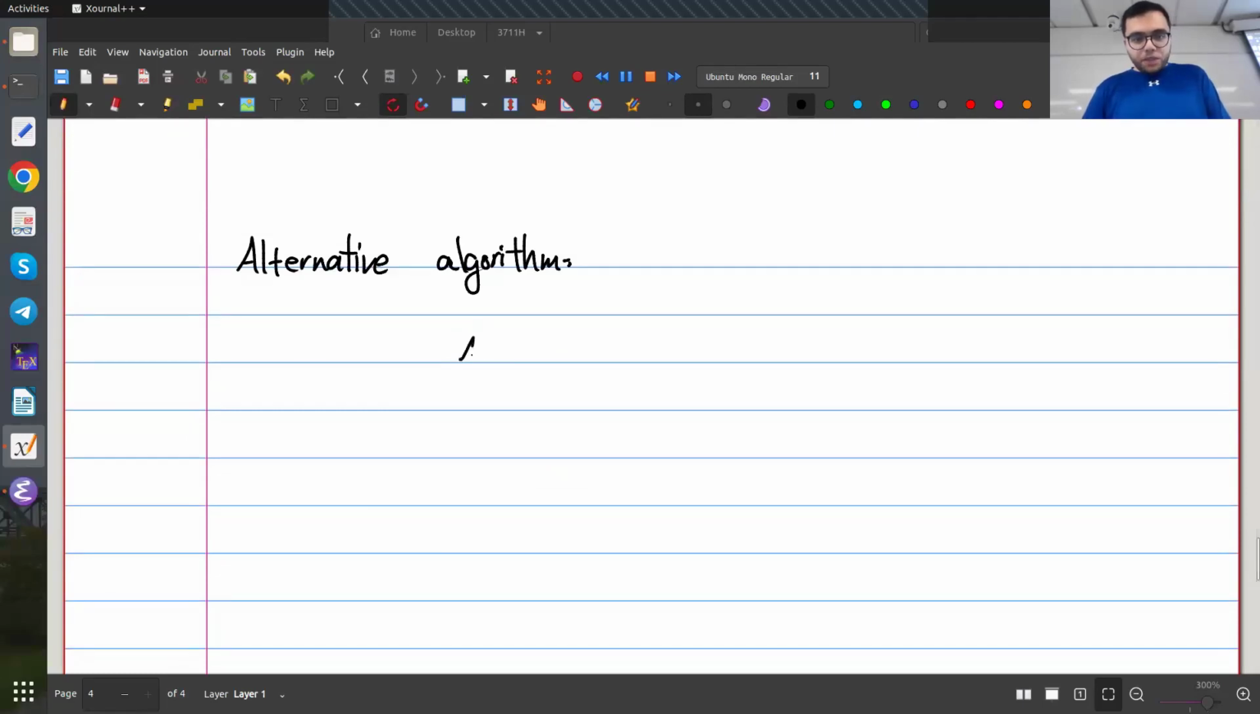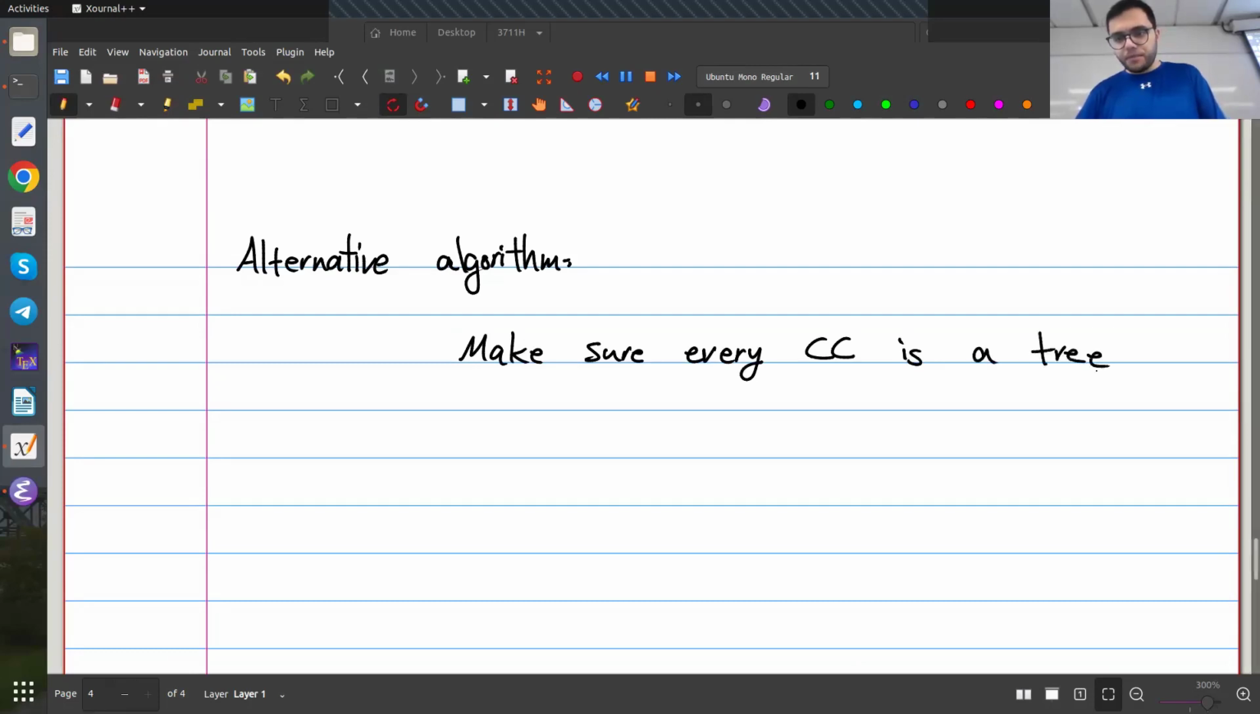Make sure every connected component is a tree. Just as before, I'm going to start with my vertices, each in their own connected component or their own set. So I have 1, 2, 3, and so on to n.